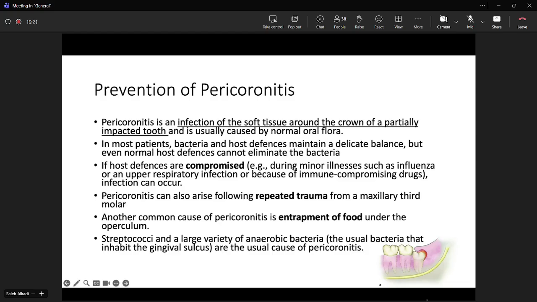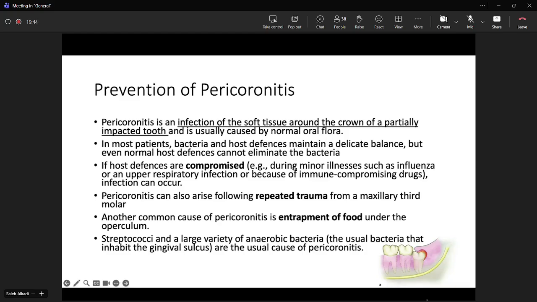Another cause is the repeated trauma from an opposing or impinging upper maxillary third molar. This may result in pericoronitis. Another cause is food entrapment under the operculum, and the difficulty in getting rid of these food debris and cleaning the area will result also in pericoronitis.